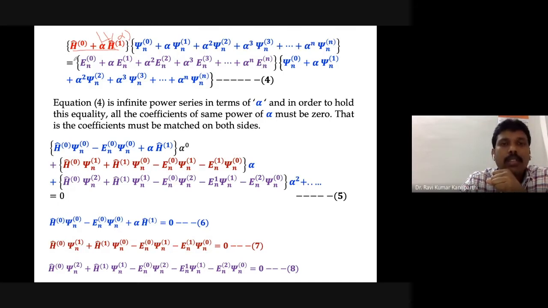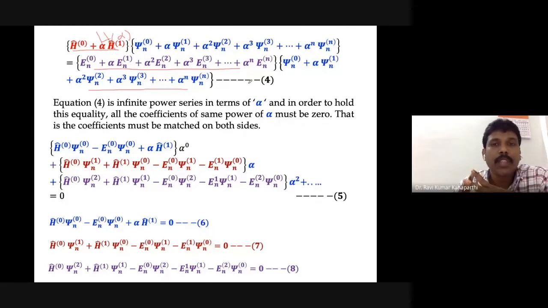Again, on the right hand side of this particular equation number 4, here also you have two series. This is the energy expression series, and again you have the wave function expansion series. Therefore, essentially, this is an infinite power series on the right hand side, and on the left hand side you also have an infinite power series. And both are equal. These are equal only when the coefficients of the same terms of alpha on both sides are equal, otherwise not.